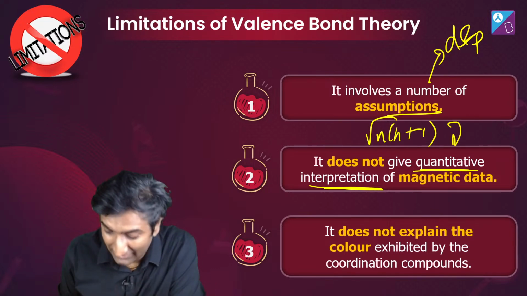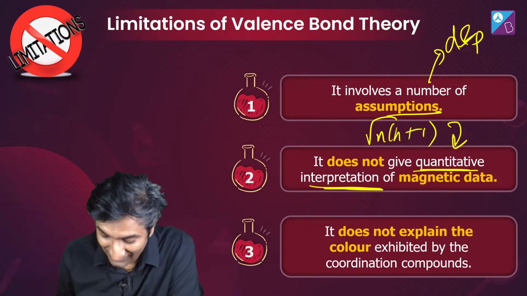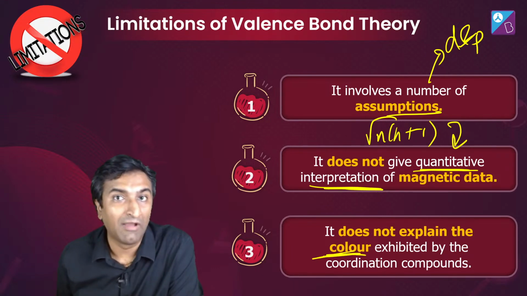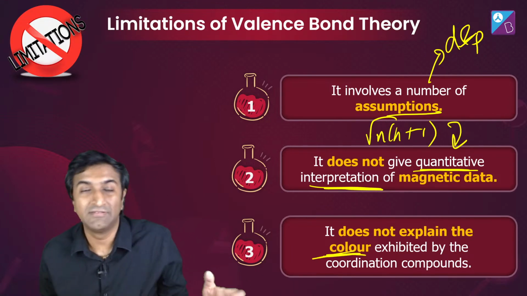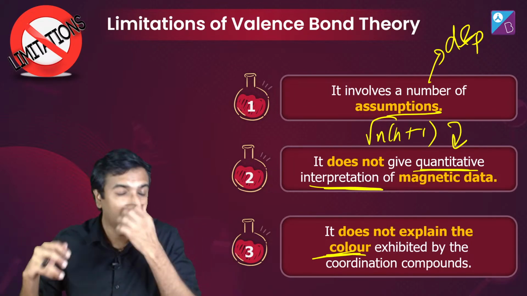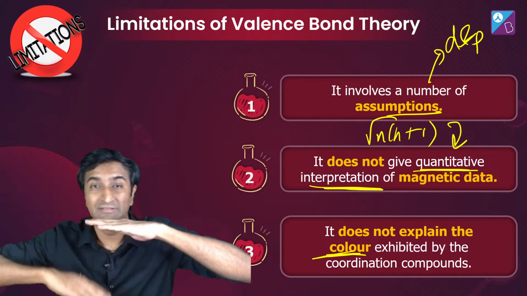It doesn't give you this, ये फॉर्मूला नहीं देता ये, so you can't do this. Okay, and colour कैसे आया भगवान भरोसे, colour कैसे आया किसी को मालूम नहीं है. This is known as dd transition. There is a small kind of splitting that happens within the d orbital itself.